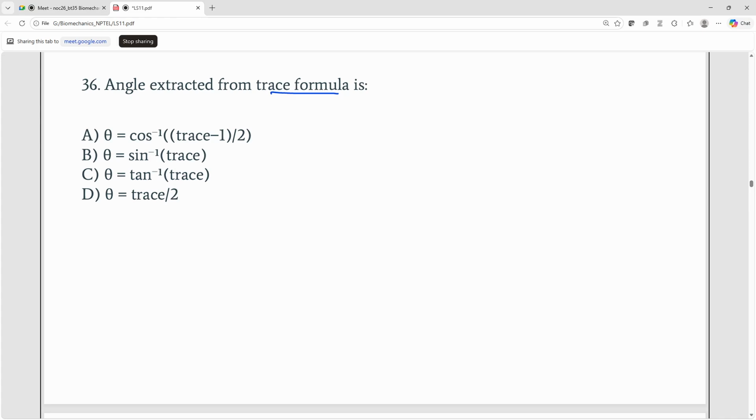Which is the formula to extract angle from trace formula? Is it option A, theta is equal to cos inverse of trace minus 1 by 2, or is it option B, sine inverse of trace, or is it C, theta is equal to tan inverse of trace, or is it D, theta is equal to trace by 2?